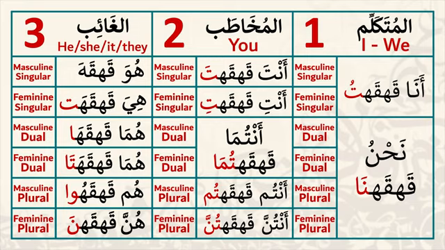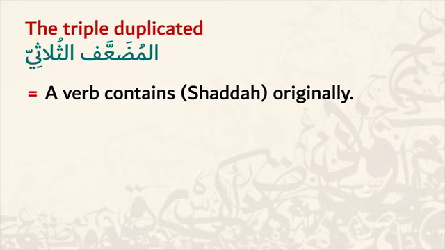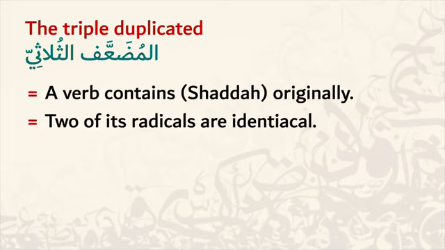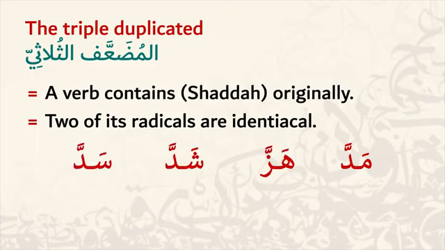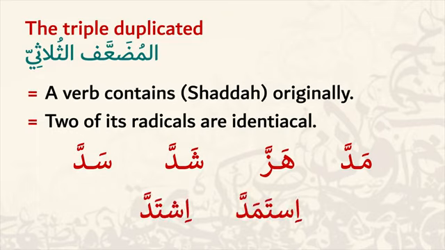The last type of regular verbs, the triple duplicated, المضاعف الثلاثي. Remember, المضاعف الثلاثي is a verb that contains شدة originally, which means two of its radicals are identical, such as مد, هز, شد, سد, including any derived verbs like استمد, اشتد.